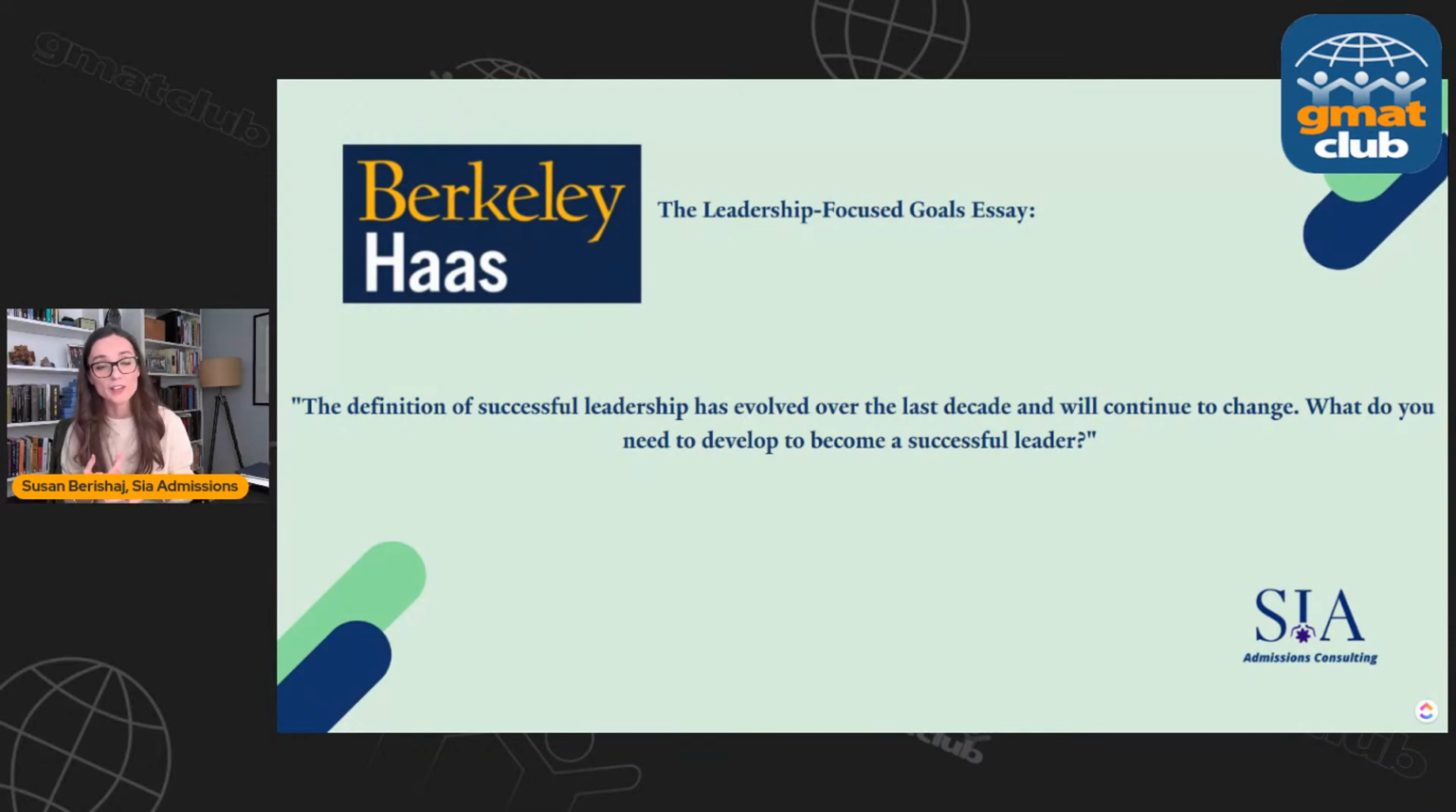So these are leaders who are not afraid to speak their minds. These are leaders who do not let their ego get in the way of making the right decision. Leaders who are not afraid to learn. And these are leaders who put the collective before themselves. So when you think about these defining principles, it comes as no surprise that Berkeley Haas would ask a question about leadership. So how do you write a response to this particular question? I like to break this into 4 parts.